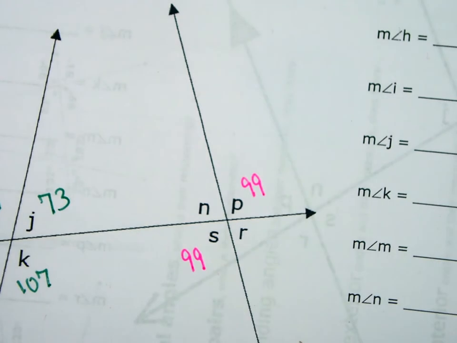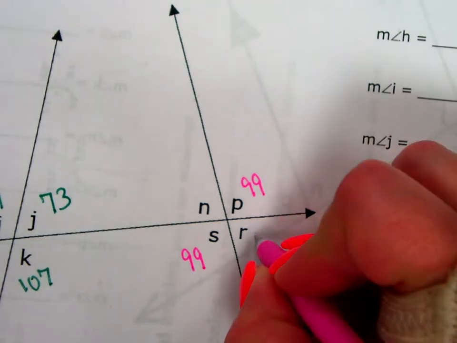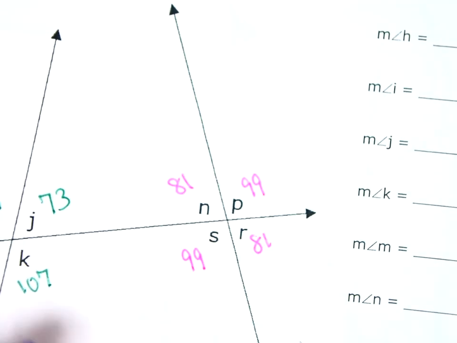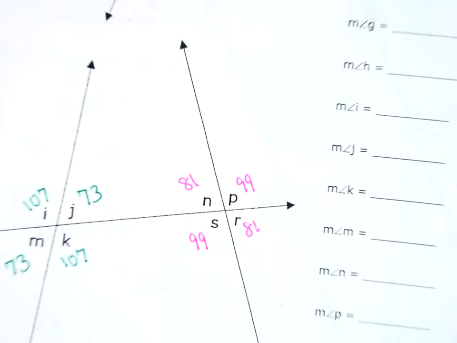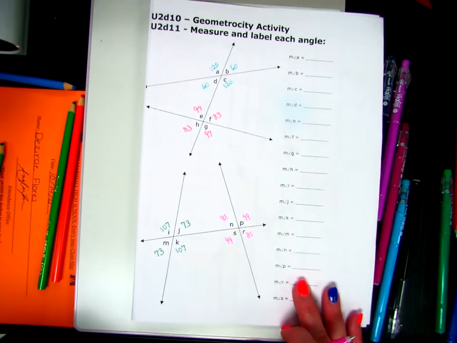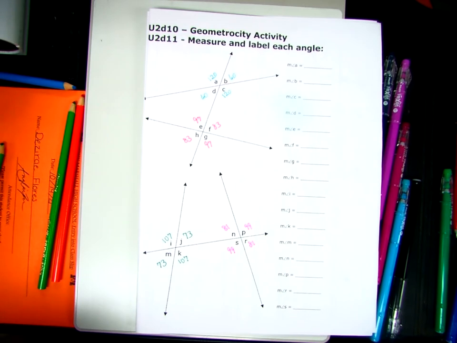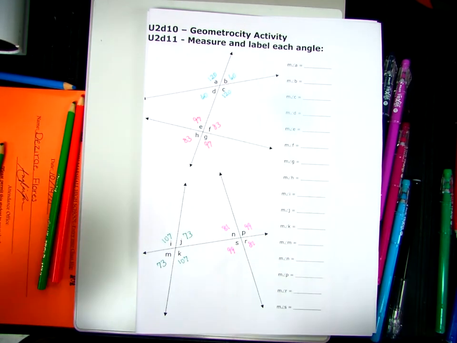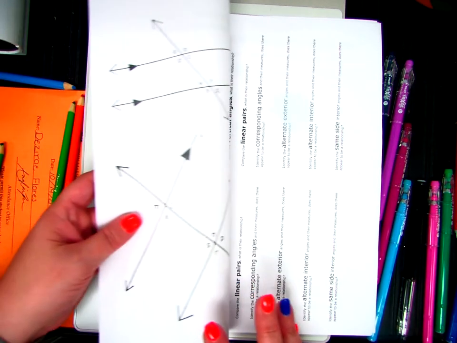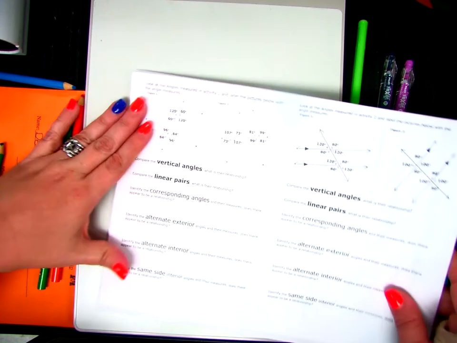Which means N and R are how much? 81. 81. And I didn't preface it when we started, but would you agree that both of these pictures depict two lines crossed by a transversal? Yes. Okay. All right.